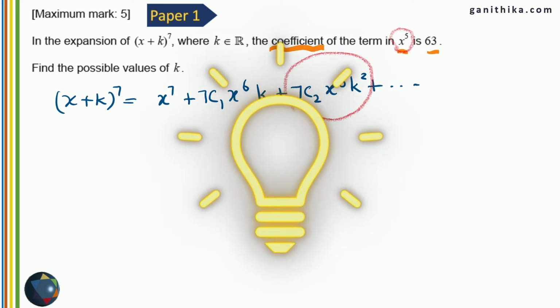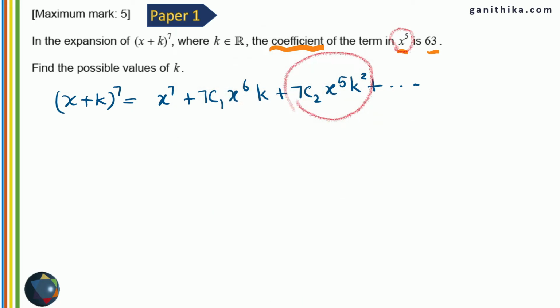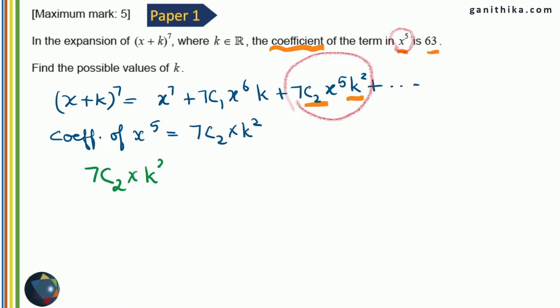We will put dot dot dot for the remaining terms, and then we will stop at this term where you have x to the power of 5. There is no need to write the whole expansion in this case. And you can see that 7c2 k square will give you the coefficient of x power 5. Therefore, the coefficient of x power 5 is 7c2 times k square, and this is going to be equated to 63 as given in the question.